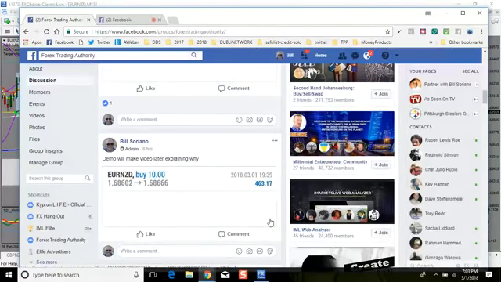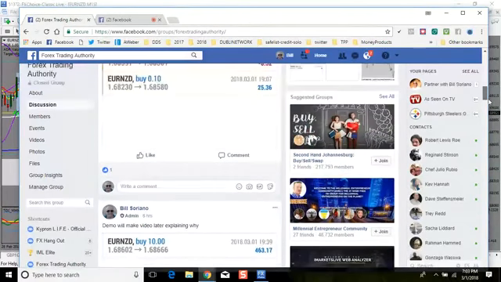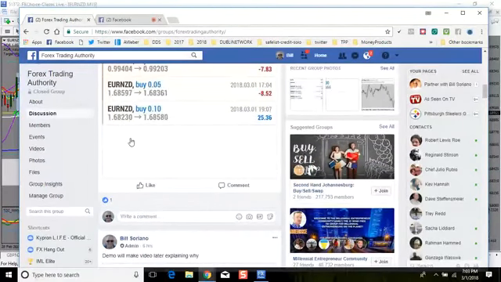The reason why you don't see that is because there was no reason for me to set a stop loss. I was using my demo account. I'm not using real money. So I just let it run. I just let it run, right? It dropped down to the bottom.